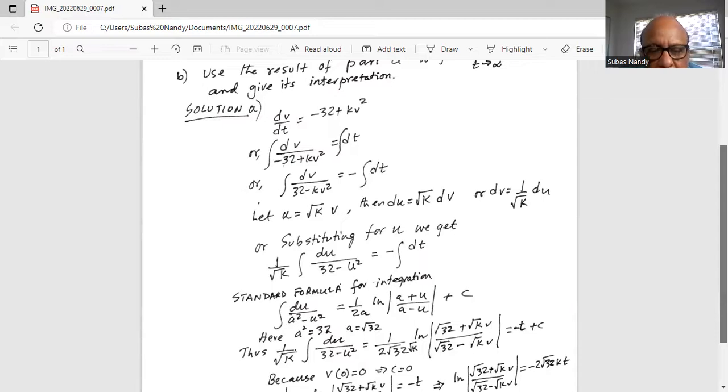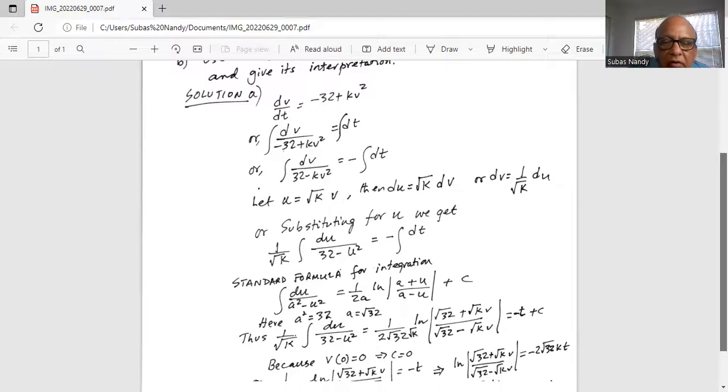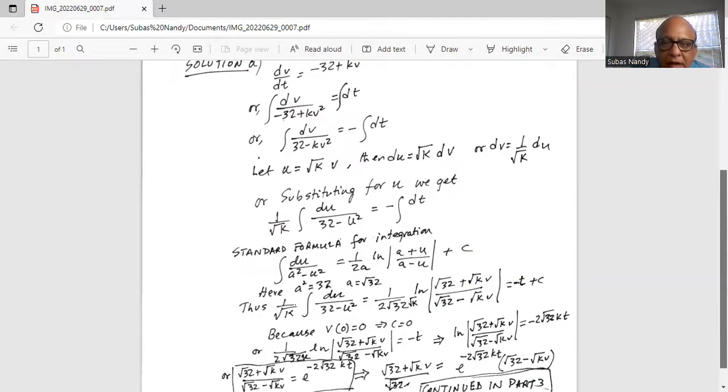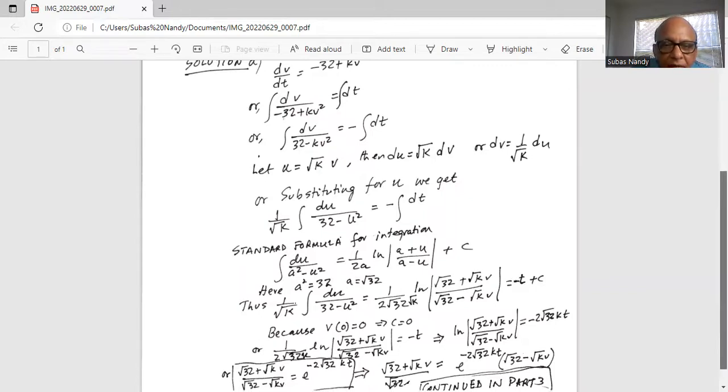So 1 over square root of k, integration du over 32 minus u square, is equal to 1 divided by 2 square root of 32, and then there is a square root of k in the denominator, times natural logarithm of a plus u. Remember our a is square root of 32 and u is square root of kv. So square root of 32 plus square root of kv divided by square root of 32 minus square root of kv is equal to minus t plus c.